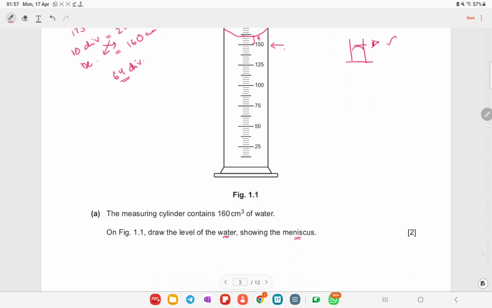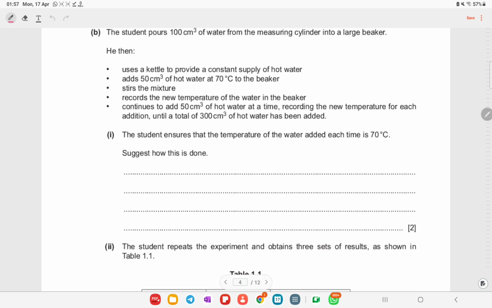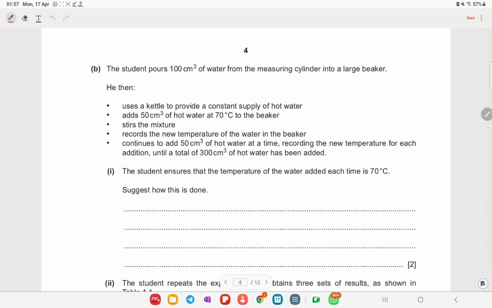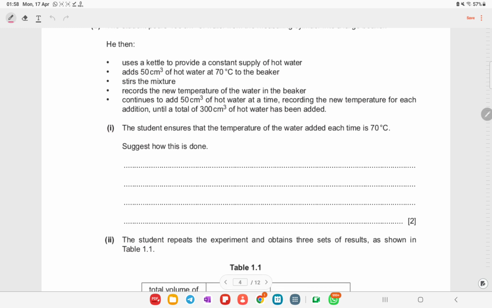Moving to the next question, it states that the student pours 100 cm³ of water from the measuring cylinder into a large beaker. He then uses a kettle to provide a constant supply of hot water. Adds 50 cm³ of hot water at 70 degrees Celsius to the beaker. Stirs the mixture. Records the new temperature of the water in the beaker. Continues to add 50 cm³ of water at a time, recording the new temperature for each addition until a total of 300 cm³ of hot water has been added.